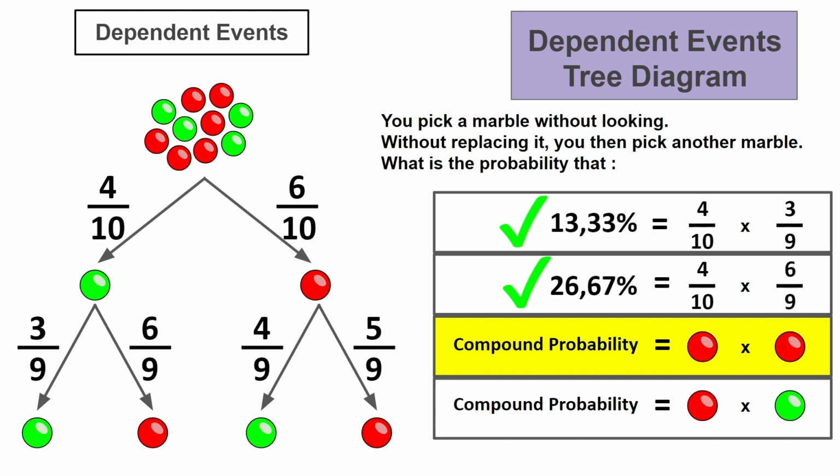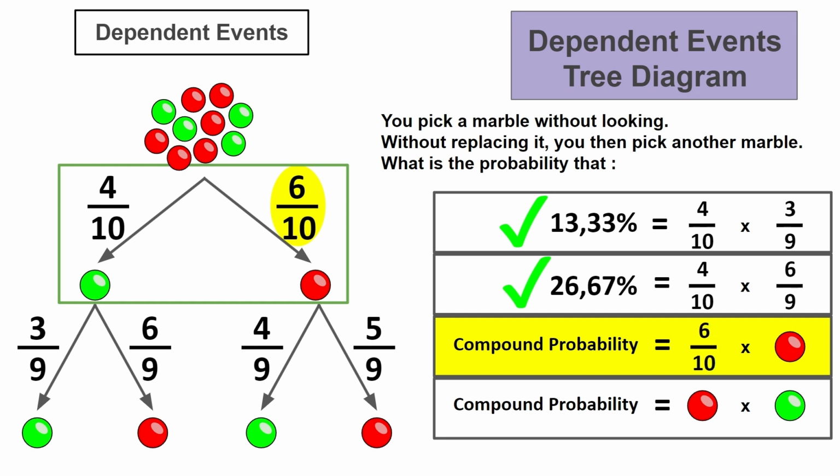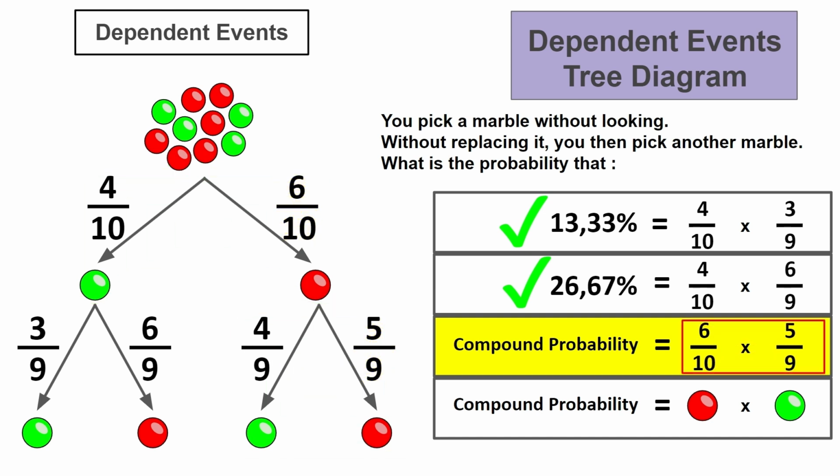And next, let's calculate the probability of picking a red marble and then picking another red marble. Now, in the first event, the probability of picking a red marble is 6 out of 10. And in the second event, the probability of picking another red marble is 5 out of 9. And 6 out of 10 multiplied by 5/9 equals 30 out of 90, or 33.33%, which is the probability of picking a red marble, not replacing it, and then picking another red marble.